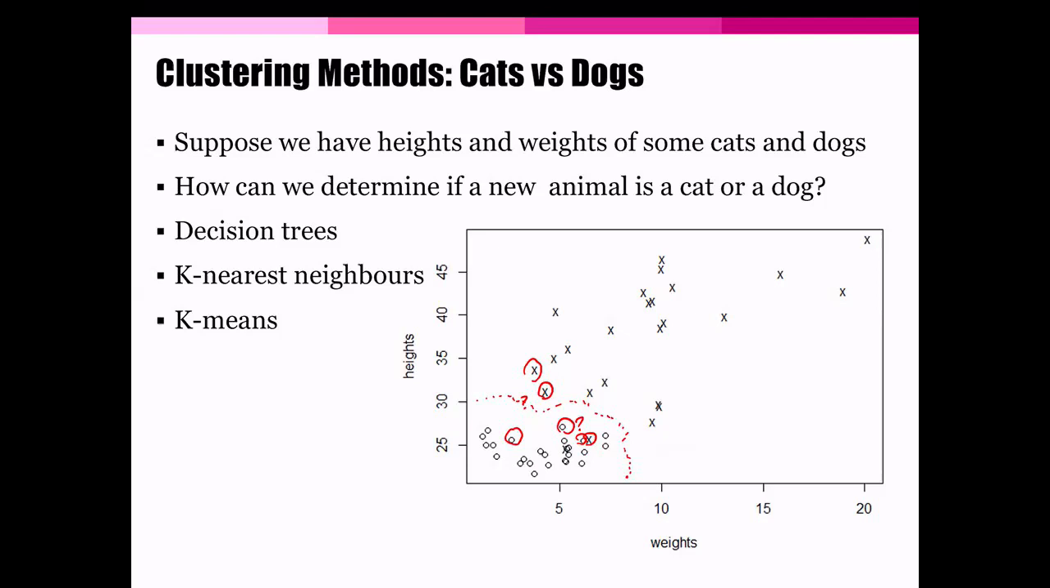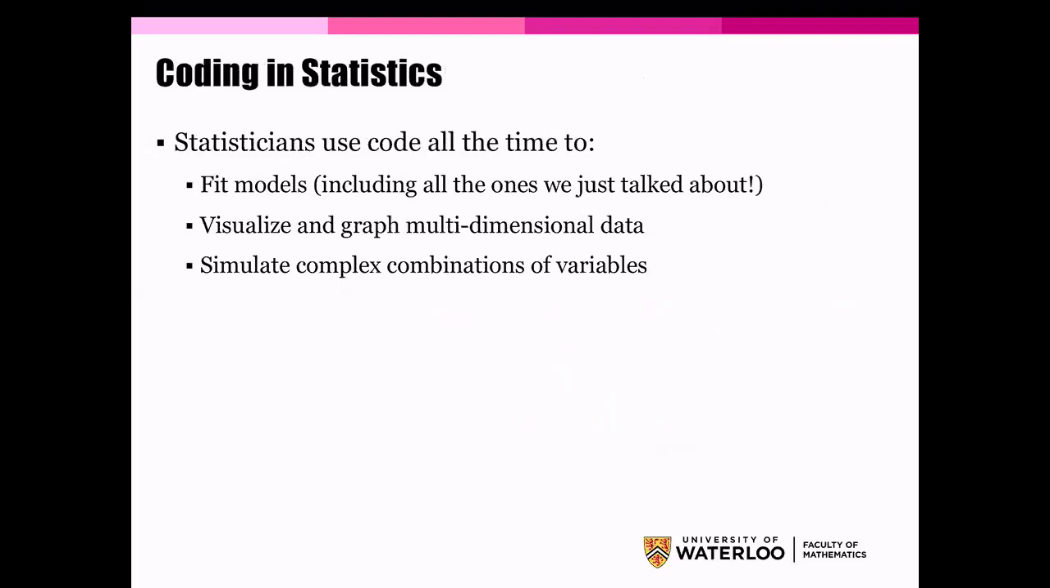And you would probably end up with a center over here and a center over here. And then you would say, if you're closer to this one, you're a dog. If you're closer to this one, you're a cat. So I didn't talk too much about that last one, just because I'm running out of time and there's a lot of stuff behind it.